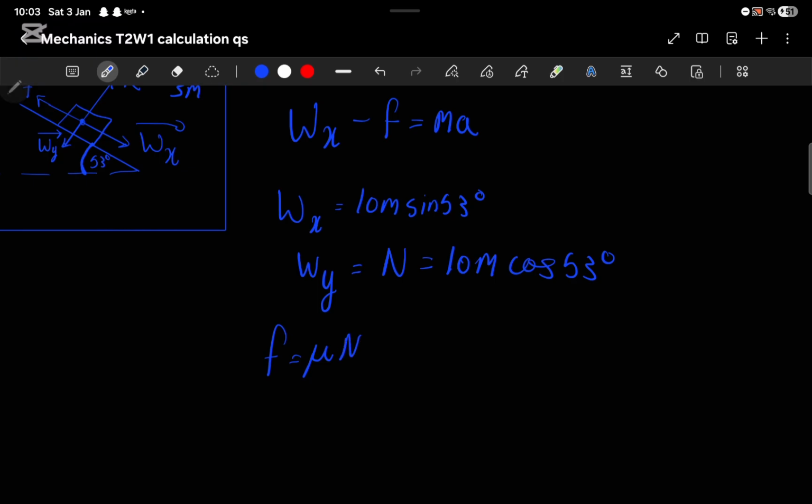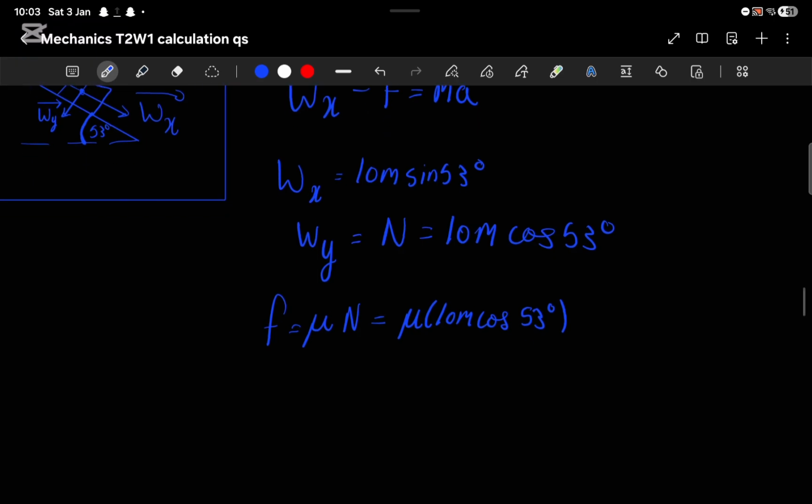Mu is the same. But here's the thing, to simplify everything, I'm gonna leave mu as mu. I'm not gonna write 0.75 because you saw the calculation with the double brackets messes it up. In the end, I will substitute 0.75, but I'm not gonna do that now. So F is equal to mu into 10m cosine 53. Not 35, 53 degrees.